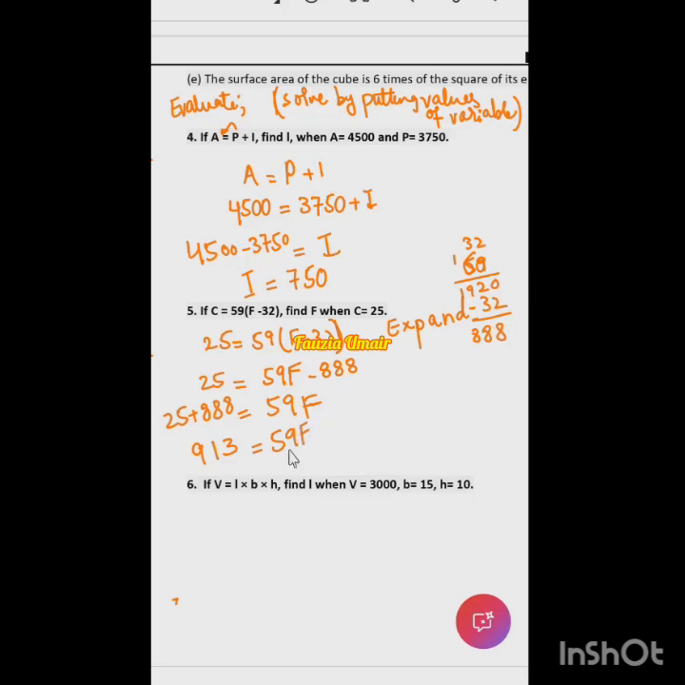So now what to do? We need to find F. So where will this 59 go? To the other side. What is the operation between F and 59? Multiplication. So it will go in division, right? So F is equal to 913 divided by 59, right? So now let's see, can 59 divide it fully?